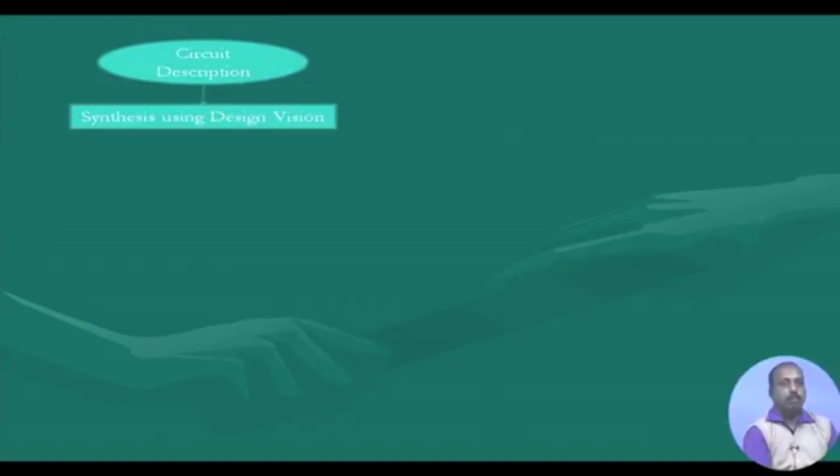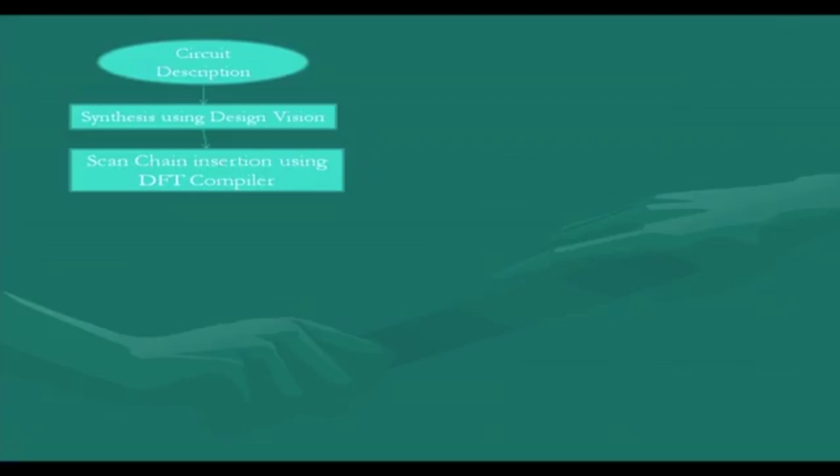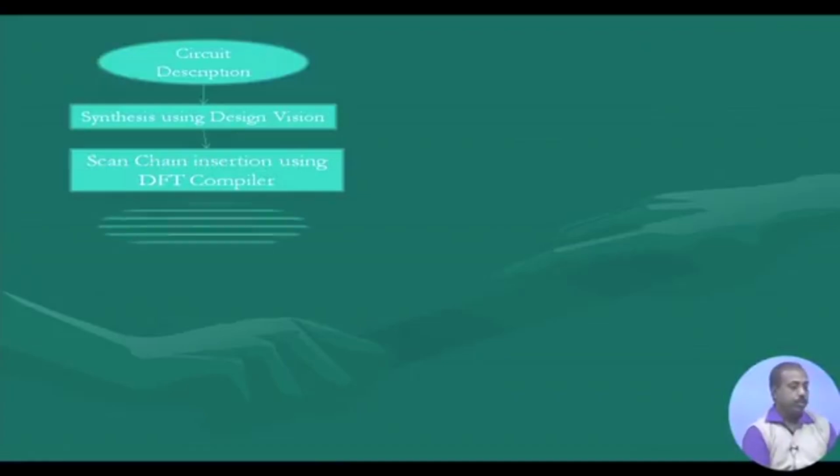So, how can we do this block level simulation? It is like this. Start with the circuit description, which is passed through some synthesis tool. Maybe we can use a tool like Design Vision from Synopsys or some other tool to do the synthesis of the system. After the synthesis we do scan chain insertion using some DFT compiler. These scan chains are inserted into the circuit. Then we have the net list with scan chains in our hand.